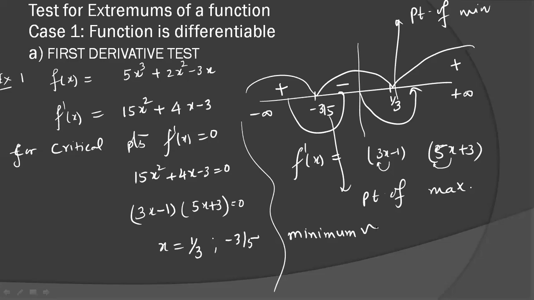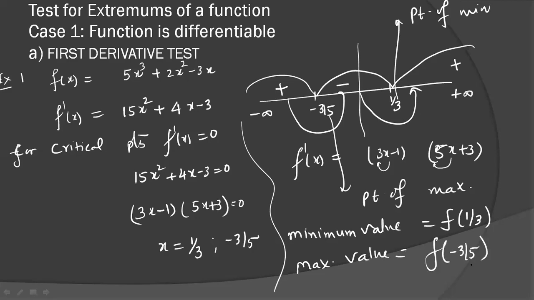There are two concepts here. Minima, where you are getting the minimum. We are getting the minimum at x equals 1 by 3. And what will be the minimum value? The value of the function at 1 by 3. This is called the point of minimum. And what is the maximum value? We are getting the maximum value at minus 3 by 5. And these maximum and minimum are called local maxima or local minima, or relative maxima or relative minima.